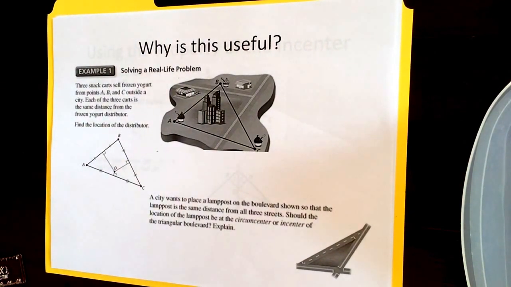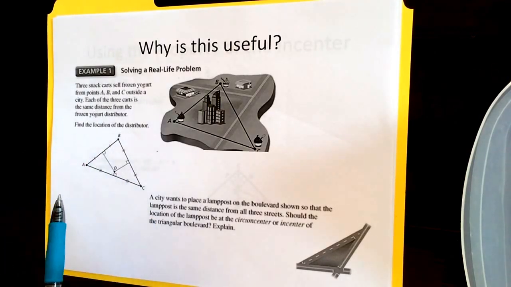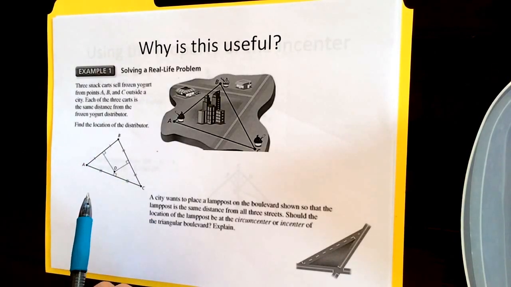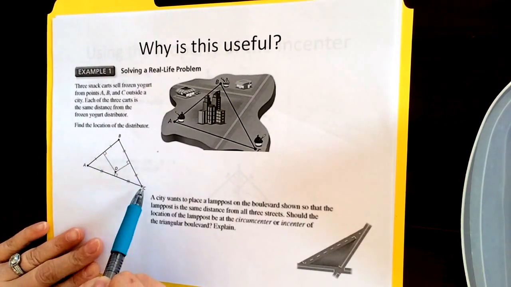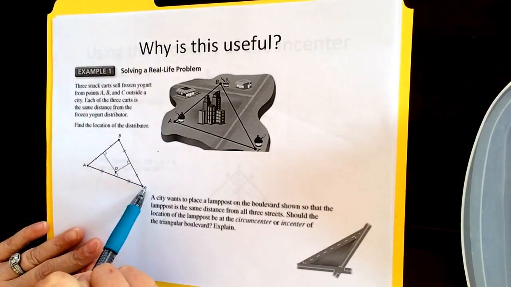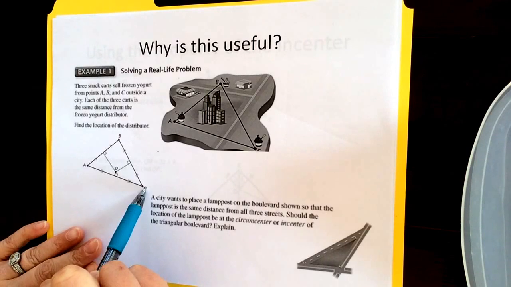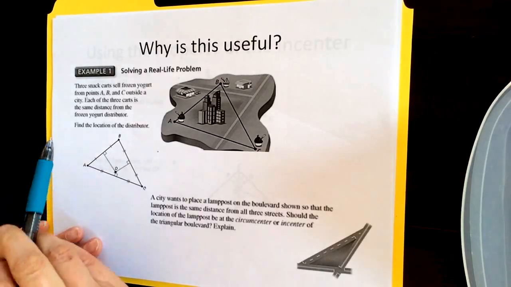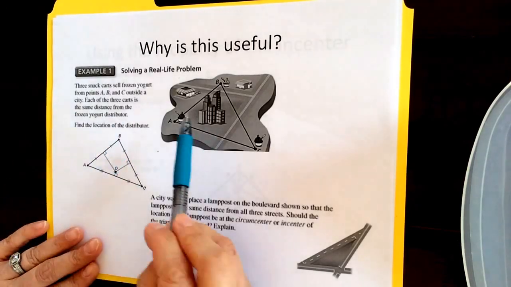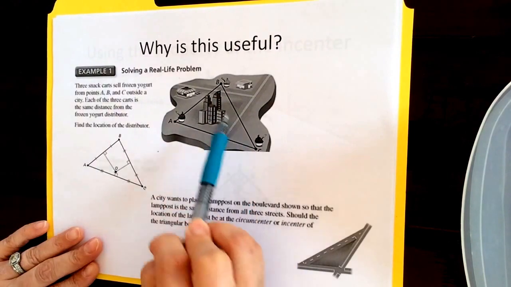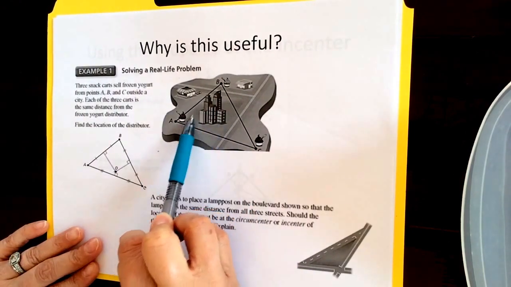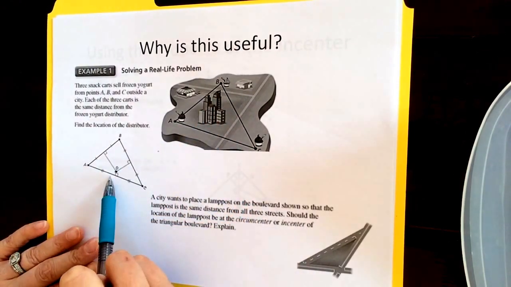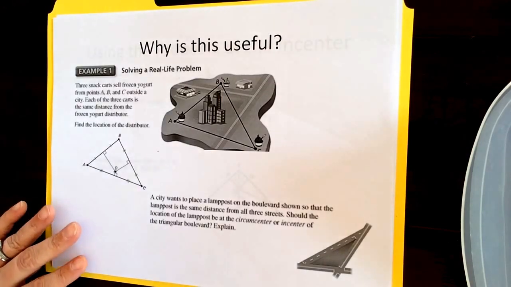Okay, so why is this useful? We have a little real-life situation here. It says we have 3 snack carts that are selling frozen yogurts at points A, B, and C. These are my snack carts. Each of the 3 carts is the same distance from the distributor, because you don't want your ice cream melting, right? So find the location of the distributor. So here's our ice cream, here's the distributor, and then we've kind of taken this triangle and drawn it over here to where we can understand the mathematics behind it.